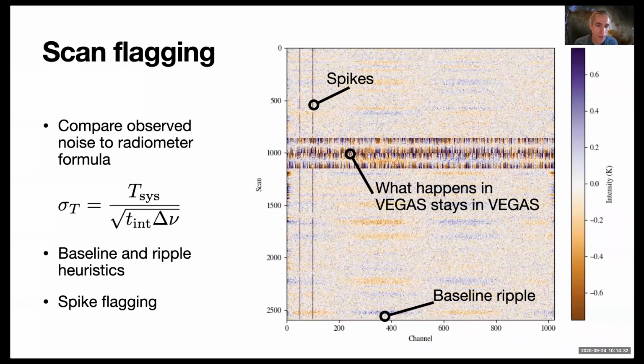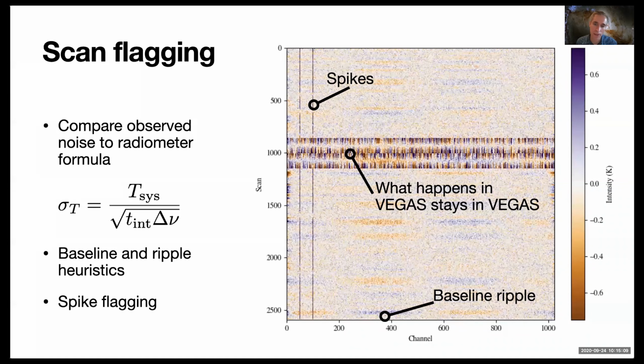The key tool that we use is the radiometer formula. So we use the thermal noise that's expected from the system temperature, integration time, and channel width, calculate the thermal noise, look at the noise in the spectrum, and if it's significantly larger than what's expected from the radiometer formula, we go ahead and reject that scan. Similarly, we use spike flagging to find channels where they are substantially different from their neighbors, blank out those, and then we attempt to fit baselines. And if we still have residual baselines or ripples, we also reject those scans.